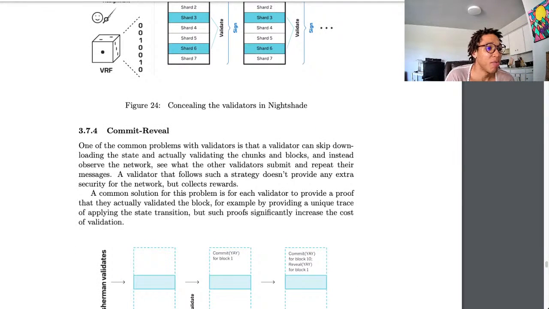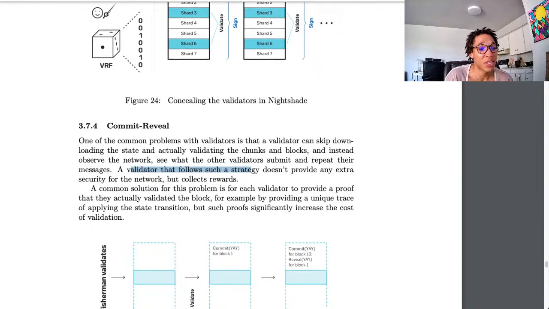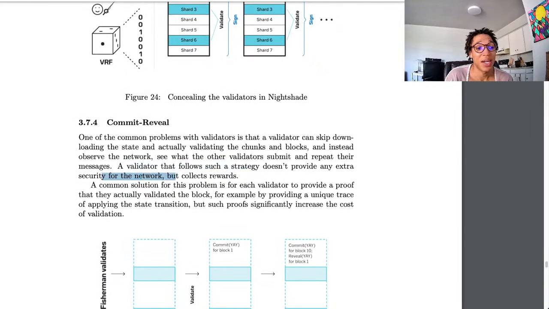Anyways, commit reveal. One of the common problems with validators is that a validator can skip downloading the state and actually validating the chunks and blocks, and instead observe the network, see what other validators submit, and repeat their messages. So they don't have to spend as much network overhead or bandwidth, and they can just get the money and not worry about actually doing the work. A validator that follows the strategy doesn't provide any extra security to the network, but collects rewards.